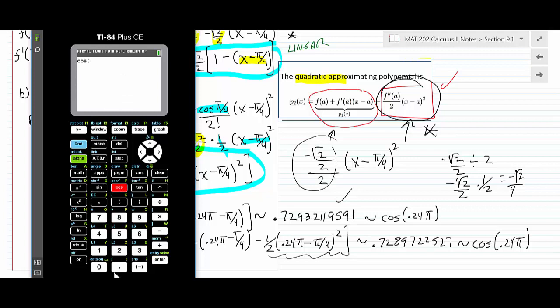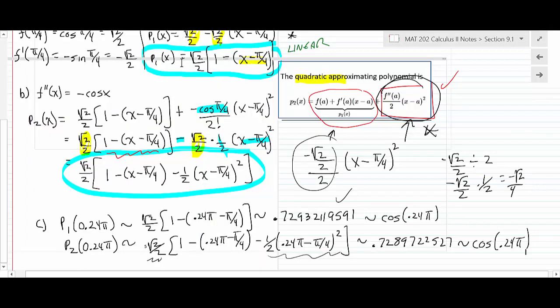Okay, so we have cosine 0.24, I'll put in the pi like that. Let's see how close we are. 0.728. Notice that the linear approximation was accurate to the first two decimals, and then the quadratic looked like it was accurate up to 4 decimals like that.